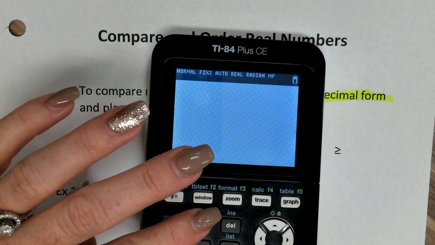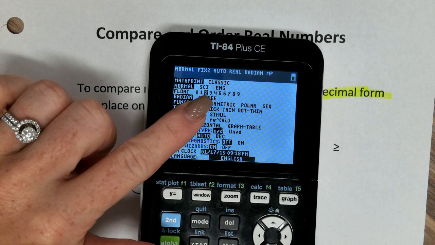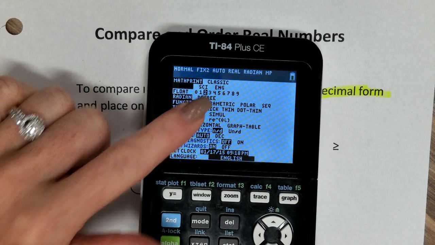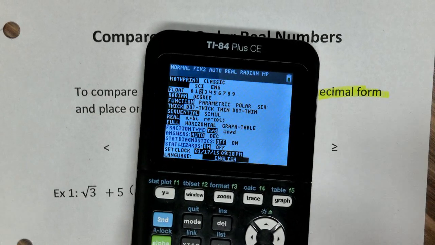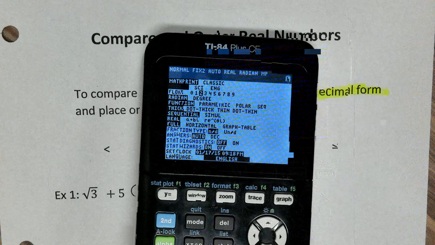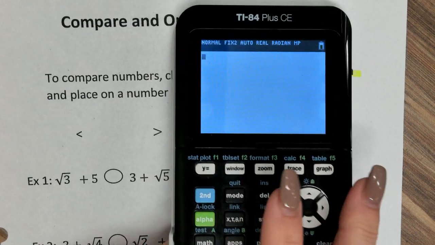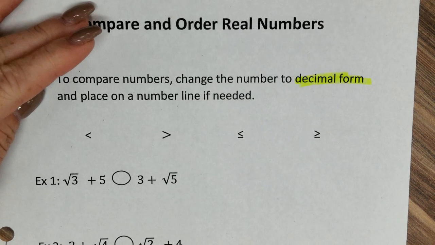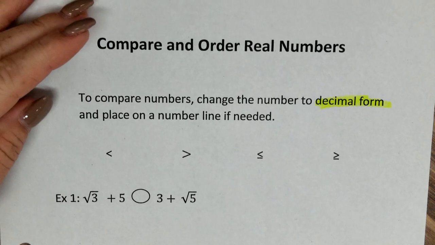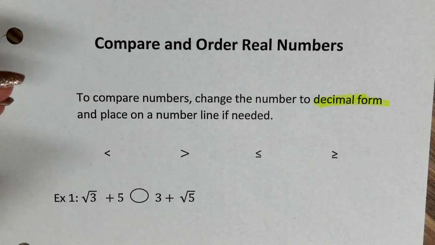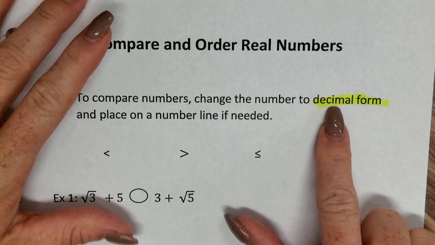What mode do we like to be in when we compare numbers? So go to mode, make sure you're in float 2. The 2 should be black. Float 2 should be black. Go to second quick. Anytime you have a number that does not look right, change it to a decimal.